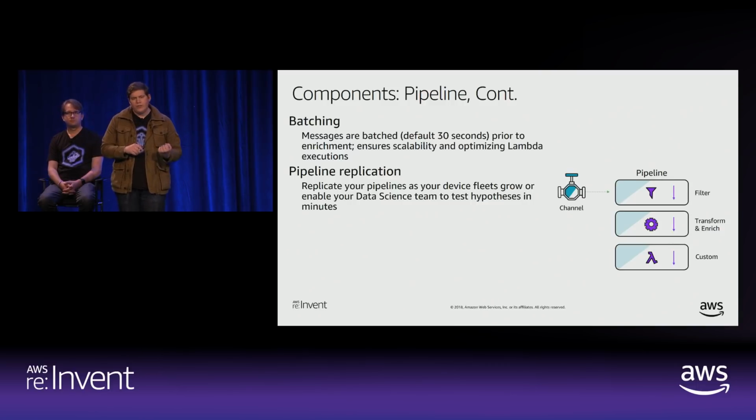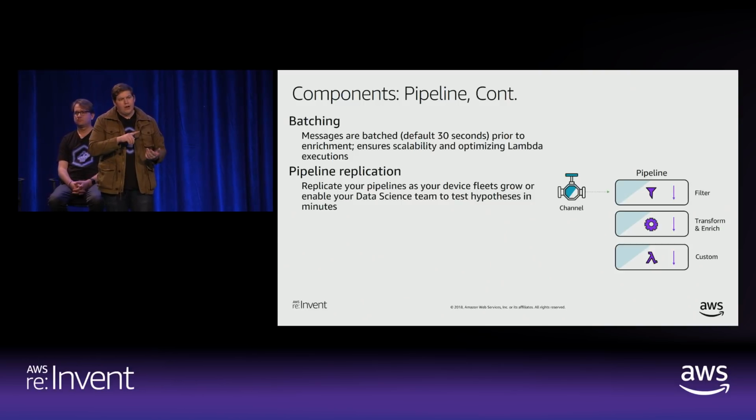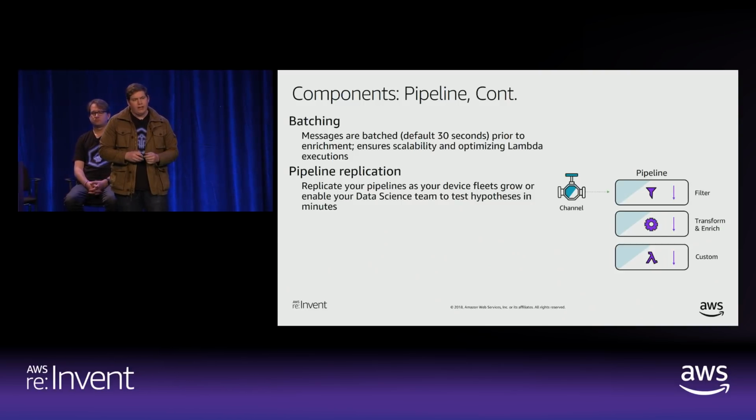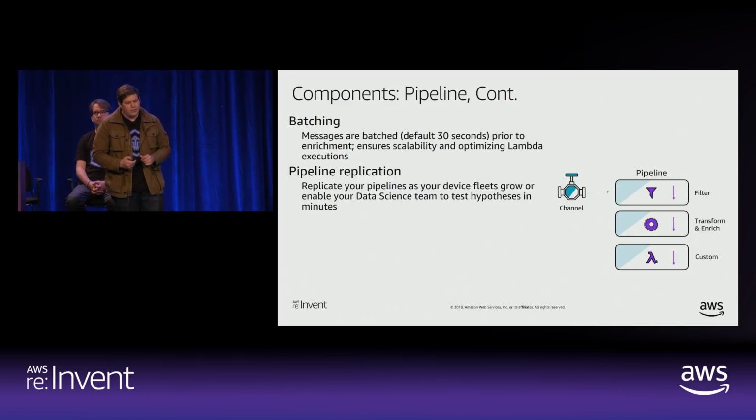And then we also make it really easy for you to replicate your pipelines. At the channel level, we store a raw immutable data store for you of all the messages that have come through that channel. And then you can replicate a pipeline. You can change it. Maybe you want to do a little bit of A/B testing. And then you can replay the data from a channel through that new pipeline and test and see if it's doing exactly what you expect.